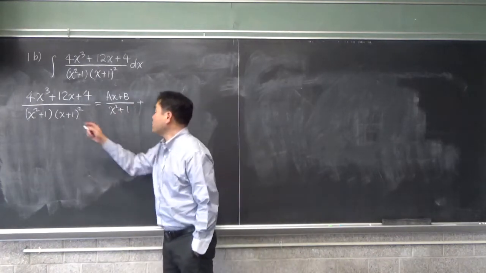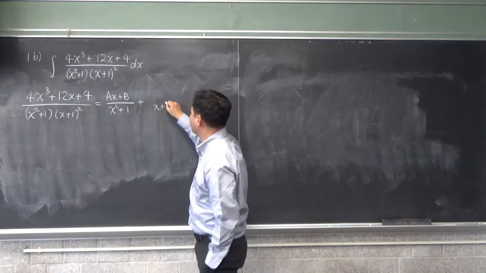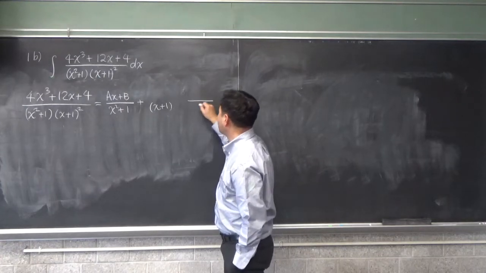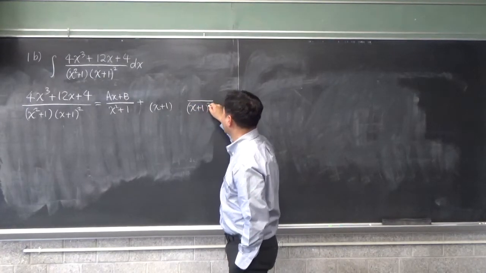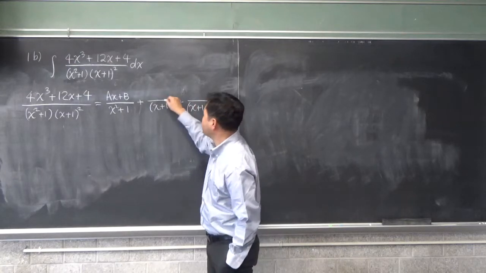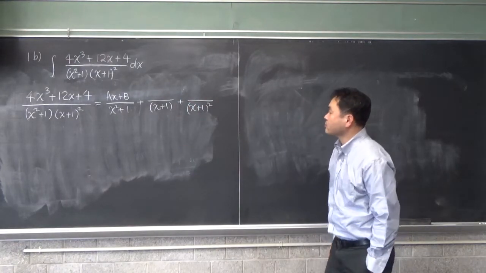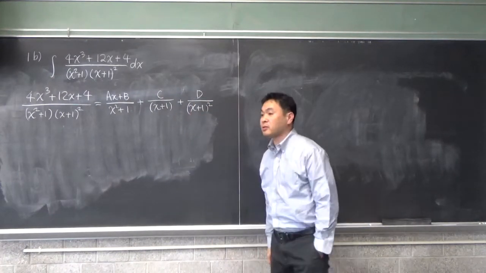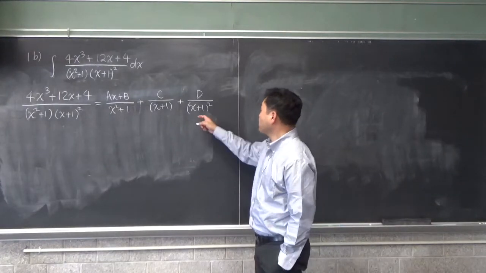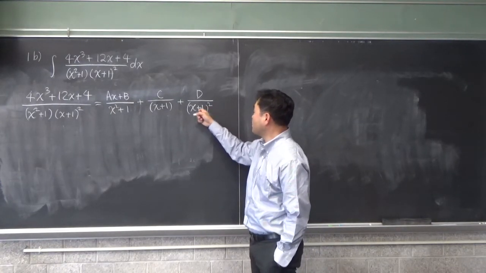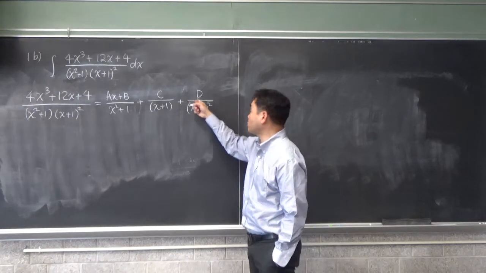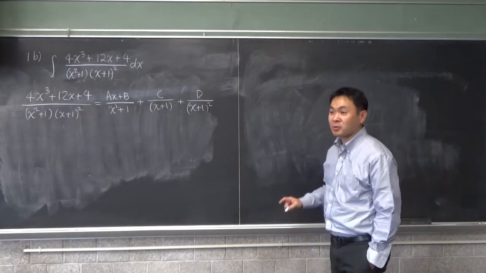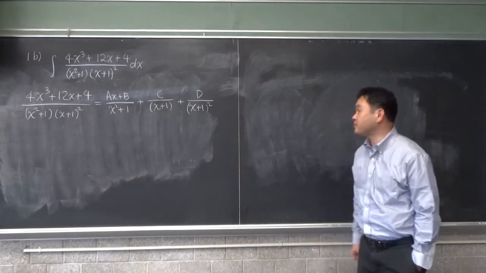And then you have x plus 1. And since this thing is squared, you have to put x plus 1 squared as well. And we put c and d there. Although this is quadratic, this is a square of a linear polynomial. In that case, you just put a single letter. Okay, you don't put two letters. Are you fine with this? Okay.